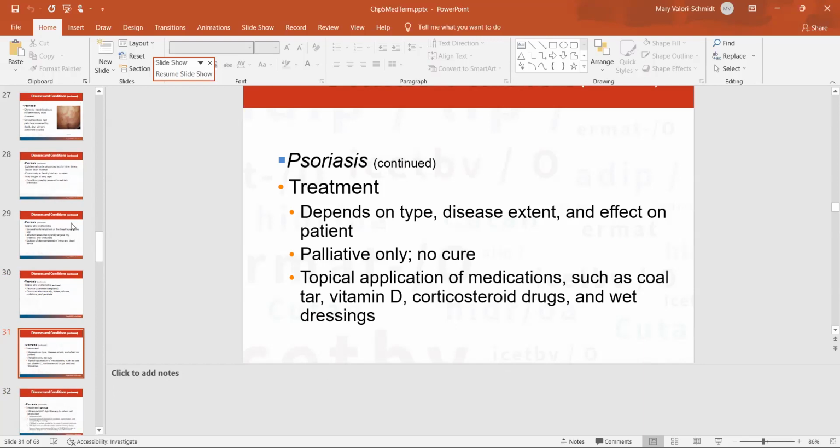And then how do we treat it? Well, it depends. We can't cure it, right? Because we don't really understand why some people get it. But there are different things we can do to palliate it. In other words, like relieve the symptoms. Coal tar is a holistic remedy. You can find that over the counter. Vitamin D. Corticosteroids topically will relieve the inflammation because that's what they do. They decrease inflammation. And sometimes wet dressings, something like a hydrocolloid, which, because it's so dry, we can provide some moisture.